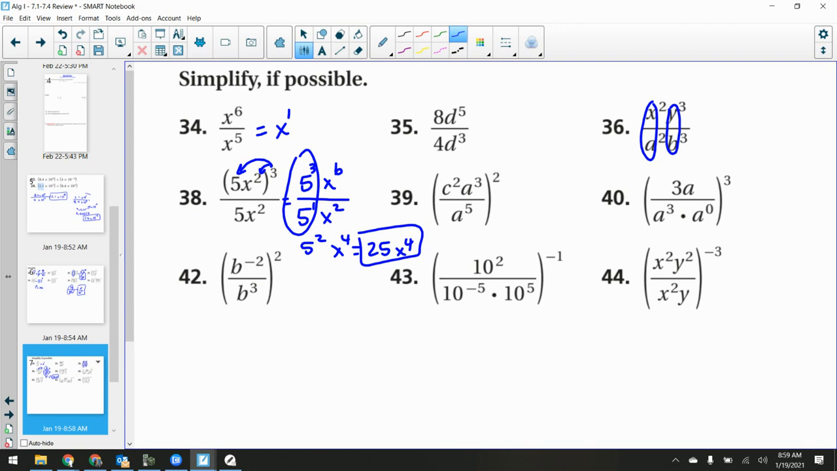Rosalie. What happens with this a to the 0? It goes away. And what happens with this a to the 1st over a to the 3rd? What does that become? Good. So this is going to be 3 over a to the 2nd power, right? And then this is all raised to the 3rd power. So that means that's going to get me 3 to the 3rd, which is 27 over a to the what? Good. And that's my answer for 40.